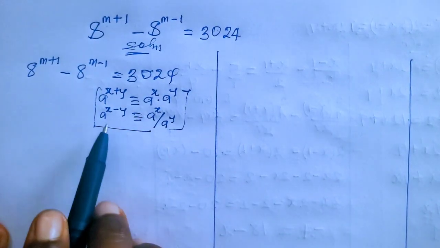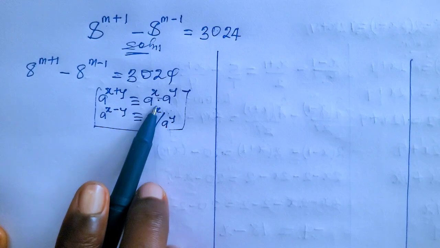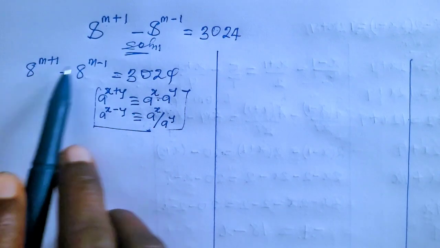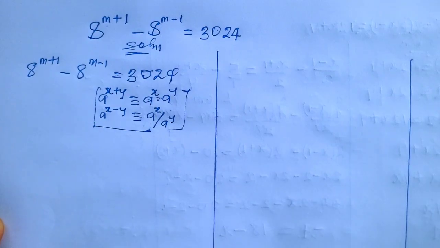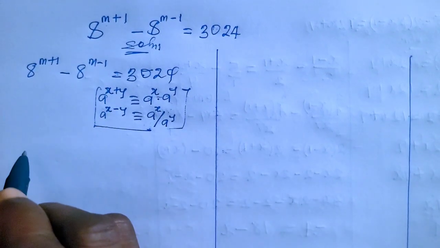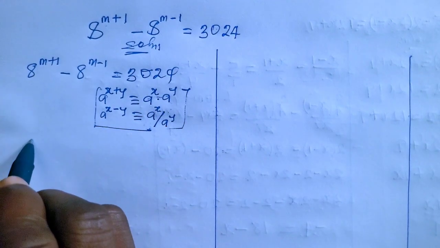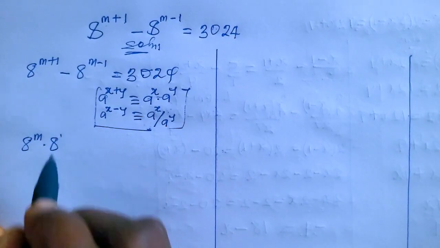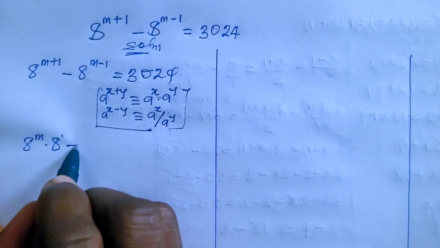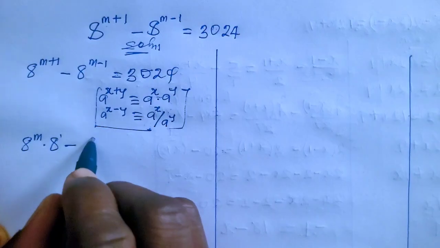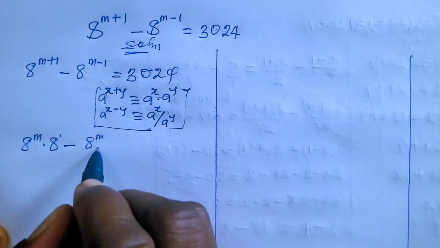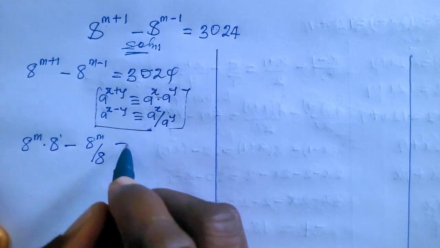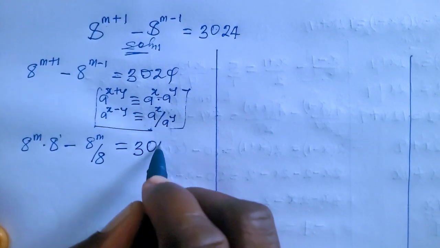Now, we are going to apply these two laws of indices to this given equation, mostly at the left hand side of the equation. If you do that, the equation becomes 8 to the power of m multiplied by 8 to the power of 1, and minus 8 to the power of m all over 8, and this equals 3024.